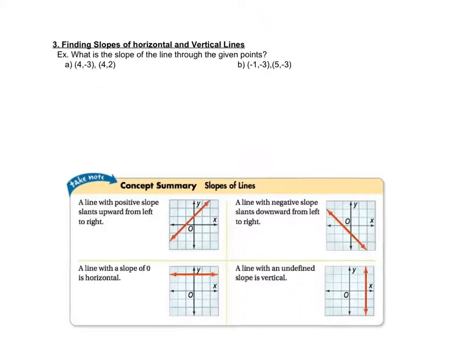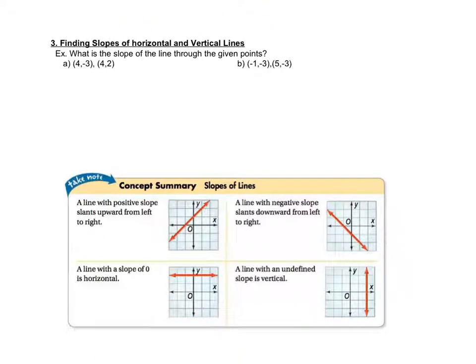Let's see here. Finding the slopes of horizontal lines and vertical lines. Well, we've talked some in class that a horizontal line, you need to know what a horizontal line is. It looks like that. Vertical line, up and down. And so we can use the slope formula to calculate these and show what we may or may not know about them.